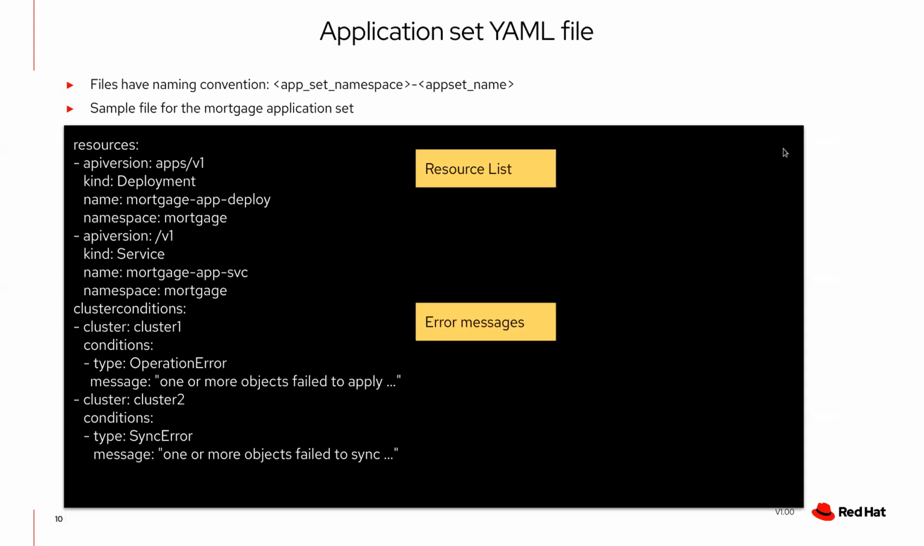And then the actual YAML file that we are creating by this controller has the following naming convention, which is appset namespace dash appset name. And this is another example of the mortgage application set. So this is some of the information that we captured from search. Under the resources, we have the list of deployed resources that we retrieved from search. And then under that, we have the cluster conditions for each cluster. If the application fails to deploy, the error message and the type of error will be included for each cluster. This is the application set YAML file that is produced and will be consumed by the aggregation controller that I'll look at next.